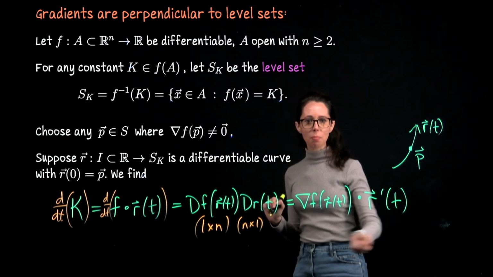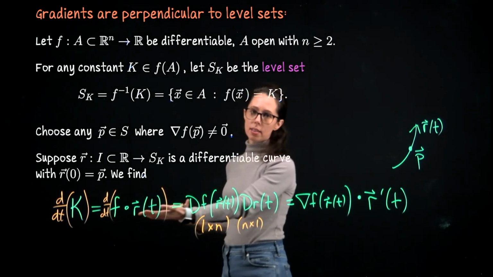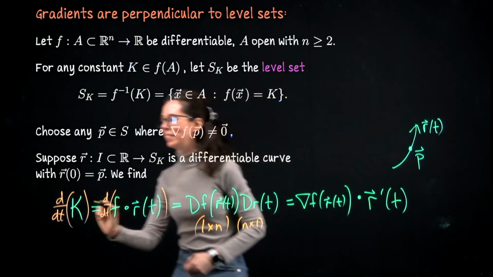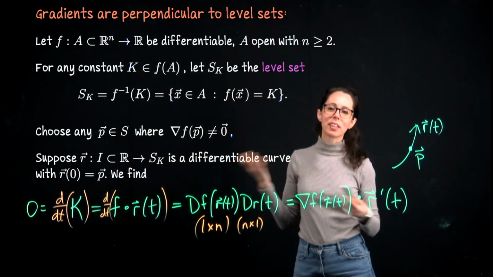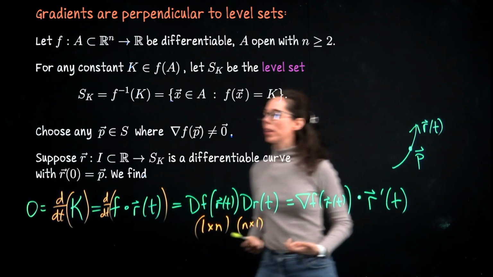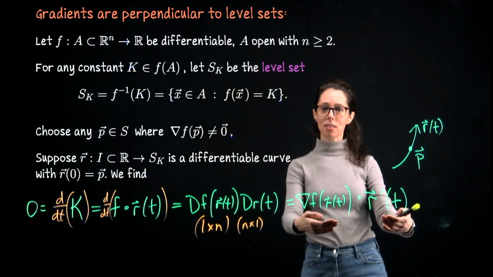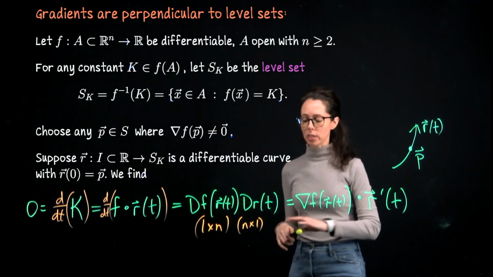It's a vector dot product, and what is this dot product equal to? The derivative of a constant, so that's 0. Let me just write that over here. Differentiating a constant, of course, is 0, as it always is. Now we can conclude that 0 is the dot product of these two vectors. Well, if two vectors have a dot product of 0, it means that they are perpendicular to each other.